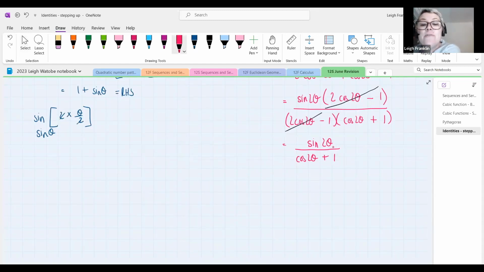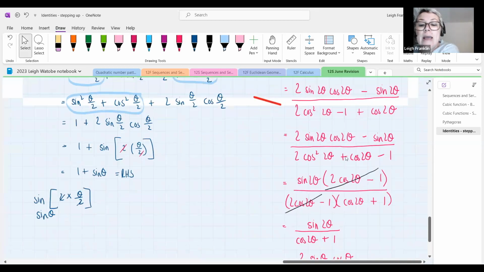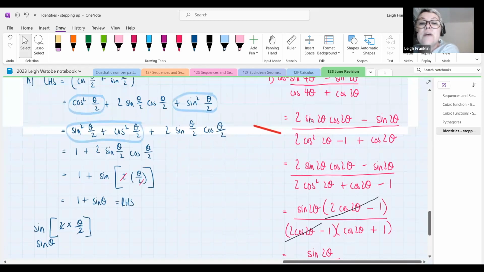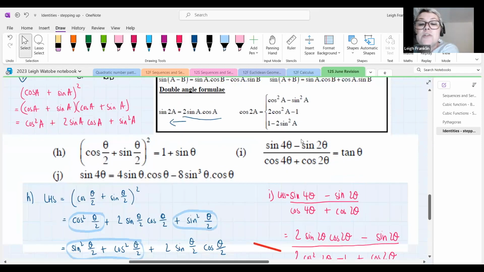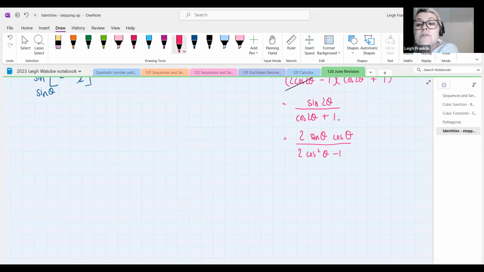Now we're going to expand further. So at the top, we would have 2 sine theta cos theta. And we want to try and get rid of the 1. If we replace cos 2 theta with 2 cos squared theta minus 1, we can get rid of this 1 at the end. So I'm going to rewrite that as 2 cos squared theta minus 1 plus 1.